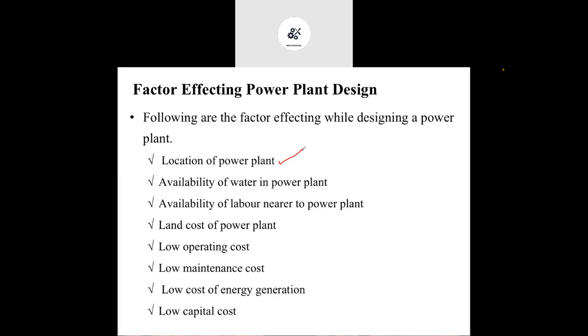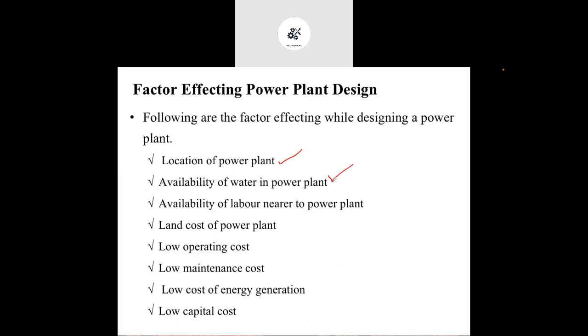On location, we have to consider how to transfer the power from the power plant to the consumer. Mostly the consumer must be really near to the power plant, so that the transportation of power is very little and the transportation cost will be less.